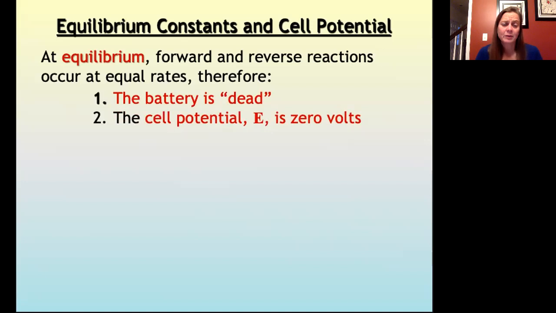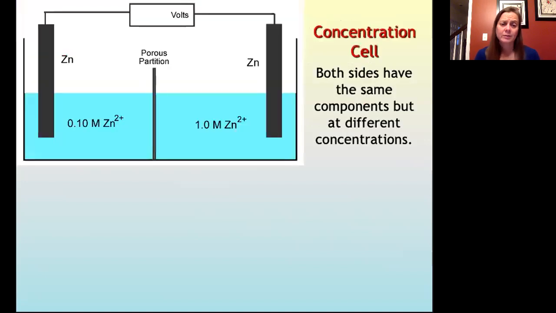Okay, moving on to something that is actually useful, we're going to talk about something called a concentration cell. In a concentration cell, the anode and the cathode are made of the same material. So we have, in this particular case, a zinc anode and a zinc cathode. We have a zinc 2+ solution, but the two solutions are at different concentrations. And we have some sort of porous partition that allows the transfer of some ionic species, but not of the zinc.